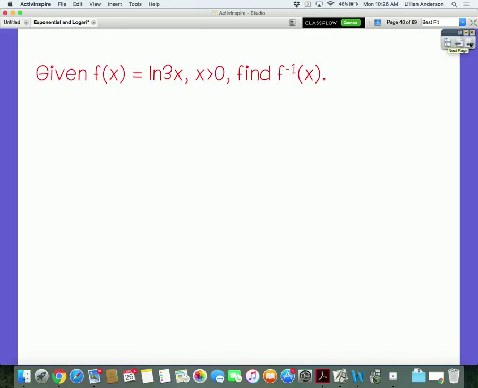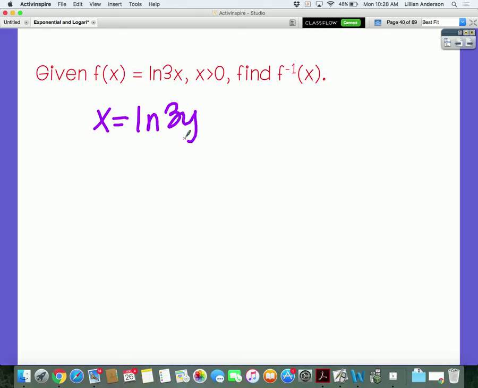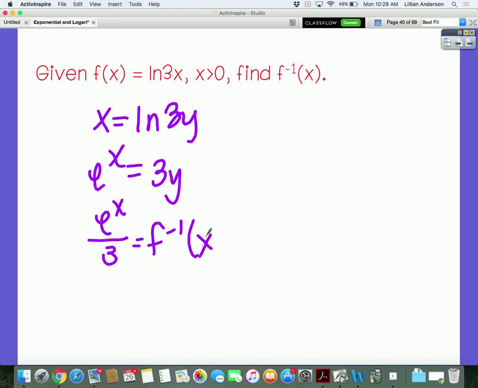Go ahead and pause the video and give this one a try. When you're ready, press play. And then remember to get rid of the ln. It's going to be e raised to what it equals, 3y. Okay? So then the last thing you have to do is just divide by 3. And that is your inverse.